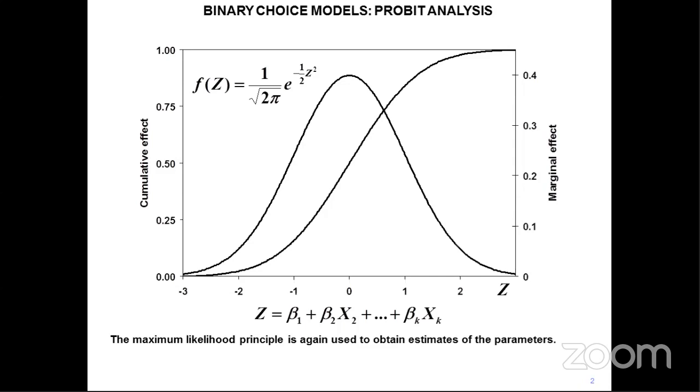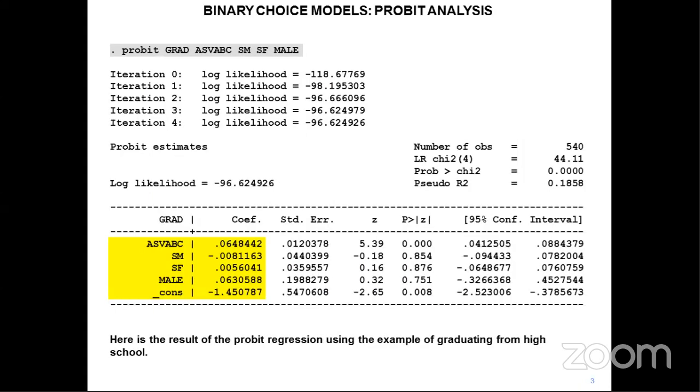Here we have defined a variable called z, and z is a function of your independent variables. Again, to estimate the parameters of this probit model, maximum likelihood estimation is used, like in the logistic regression. This is just an example: the results of the probit analysis, the coefficients of this probit analysis.